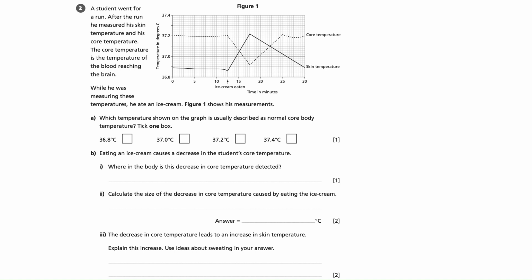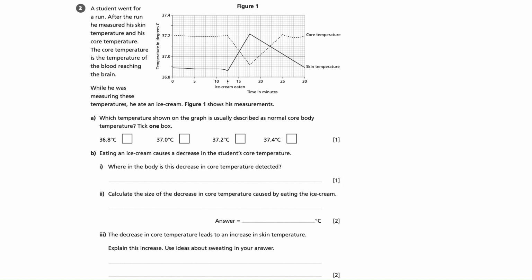Question 2. A student went for a run. After the run, he measured his skin temperature and his core temperature. The core temperature is the temperature of the blood reaching the brain. While he was measuring these temperatures, he ate an ice cream. Figure 1 shows his measurements.